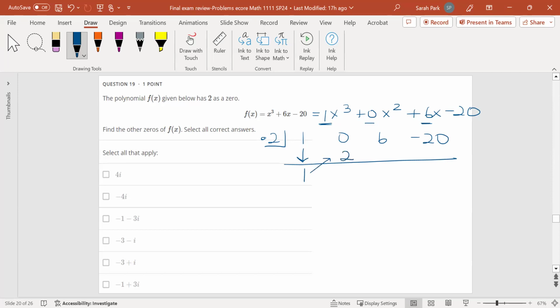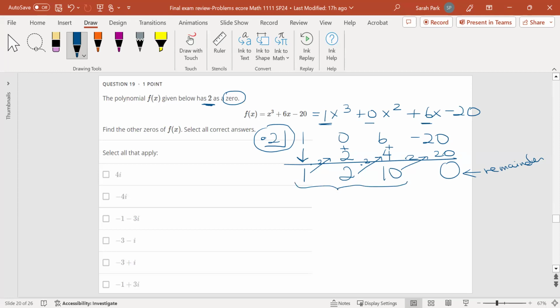We bring down the first number, 1, and you multiply everything by 2. So 1 times 2 is 2, and we add that column, we get 2. You multiply again by 2, because that's the given value, that's a zero. So 2 times 2 is 4. We add that, we get 10, and 10 times 2 is 20, and we get a 0. That's the remainder, and that's not a surprise, because if 2 is a zero, or an x-intercept, the remainder should be 0.